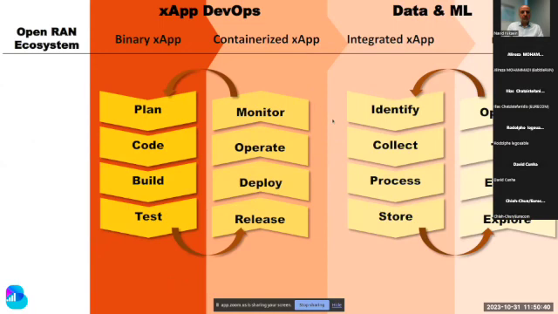You can see in this figure there are four stages. We list the first two, binary xApp and containerized xApp, where we focus on xApp DevOps, which is the same concept as DevOps in the cloud native cycle. The third and fourth, integrated xApp and rApp, we focus on the data, and we map the same concept to the data perspective. So this independent xApp lifecycle starts from the binary xApp, to the containerized xApp, to the integrated xApp, and the end is the rApp.